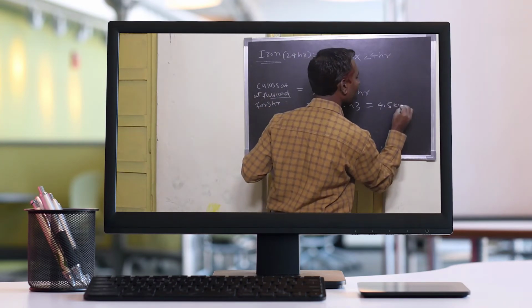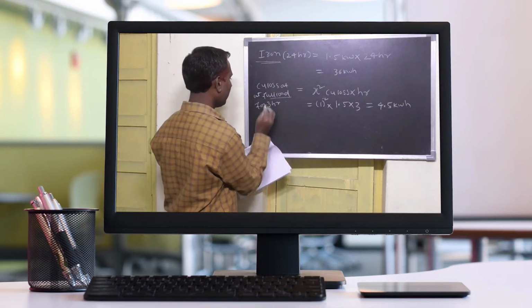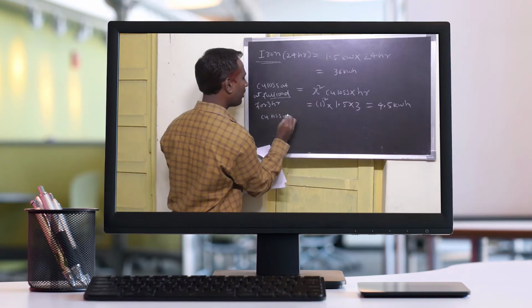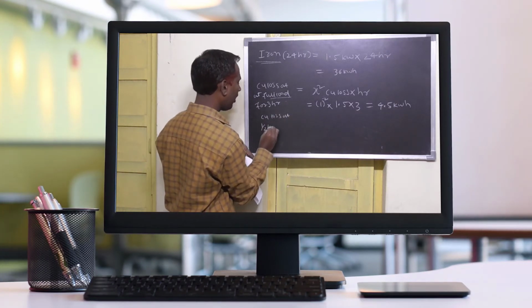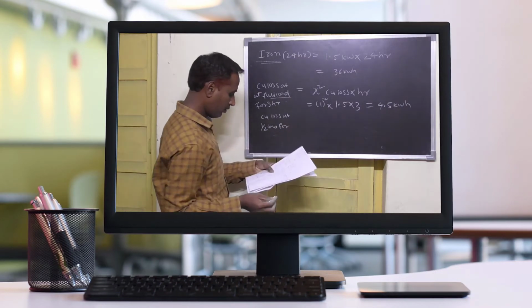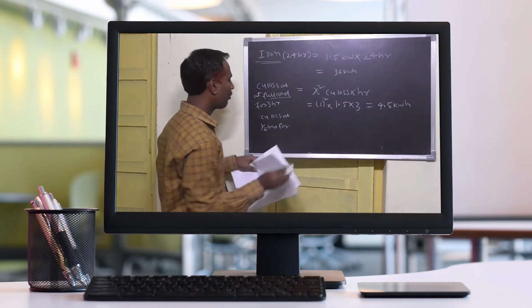4.5 kilowatt hour. This is clear? Next, copper loss. Copper loss at half load. At half load for how much hour? 4 hour, right? 3 hour is completed, so 4 hour.